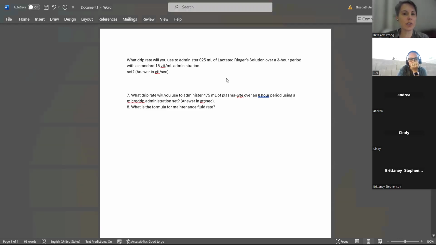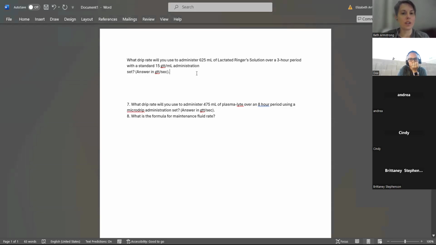All right, so for this one, the first one, what is the drip rate that you would use to administer 625 mLs of LRS over 3 hours with a standard 15 drop per mL administration set? Okay, so we have 625 mLs, right?